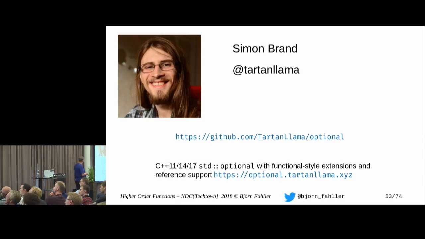Enter this young man, Simon Brand, Tartan Llama on various social media. He has his own optional on his GitHub account. It builds with C++11, and it actually supports references out of the box. By the way, the reason that the standard optional does not allow reference types, as far as I know, is that it can be a bit confusing what it means to assign to it. Do we mean that we assign a value to the variable that is referred to, or do we mean that we rebind the reference to refer to something else?